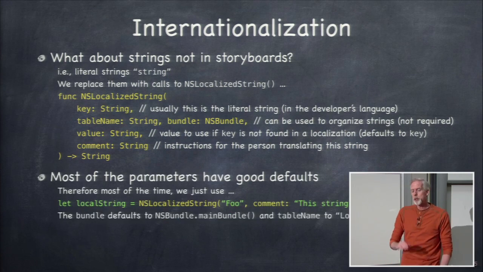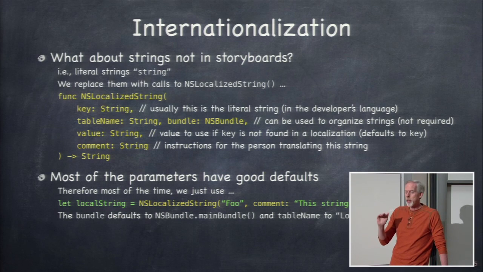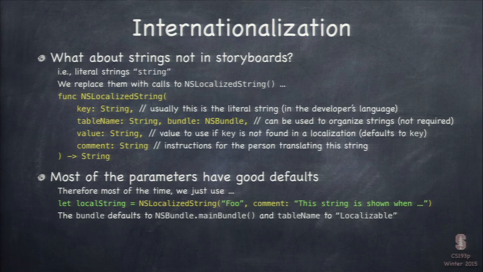Now, most of the time, the table name and bundle are defaulted. The table name is just going to be Localizable, which is where most of you put all your strings, in a table called Localizable. And the bundle is going to be your main bundle. That means your app. We haven't talked much about bundles, but when you have frameworks and other things, you can have other bundles of code in your app, and they might have their own bundles of strings, but I'm not going to really talk about that.